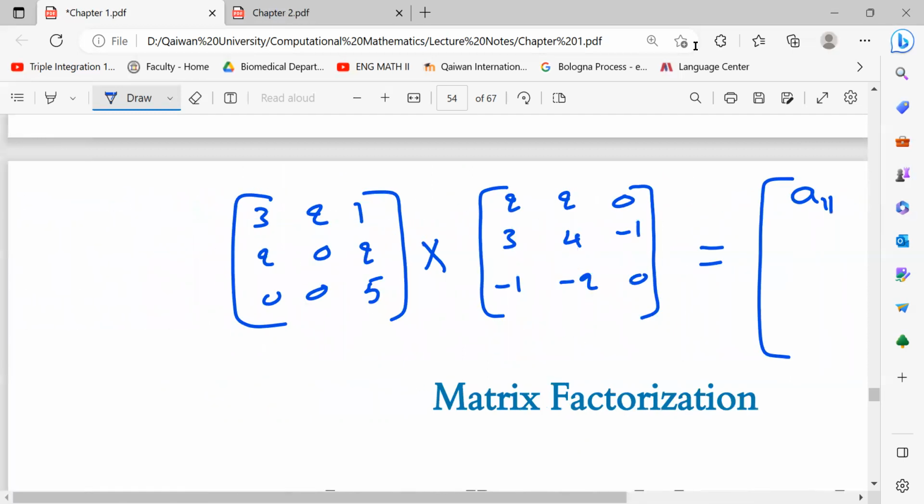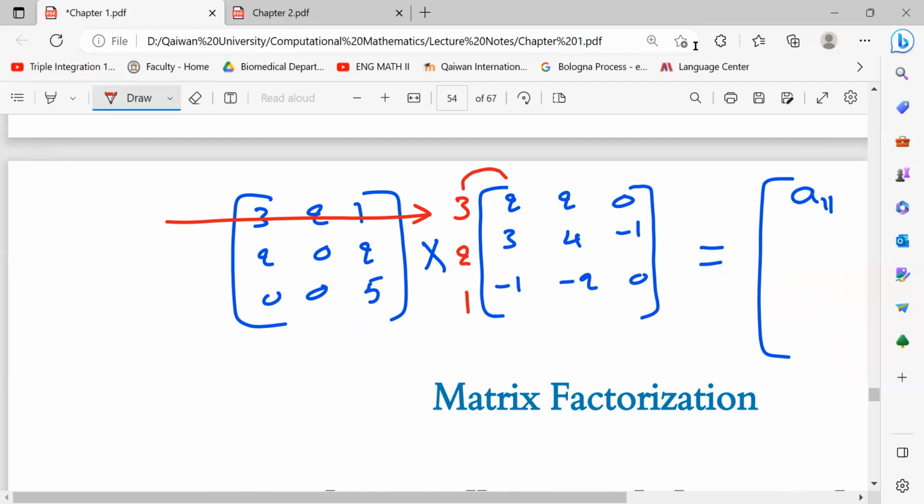Look, first we multiply the first row by the columns of the second matrix. We always take the rows from the first matrix and columns from the second matrix in the multiplication of two matrices. Here, the first row is 3, 2, and 1. Okay? We now multiply it by the first column.